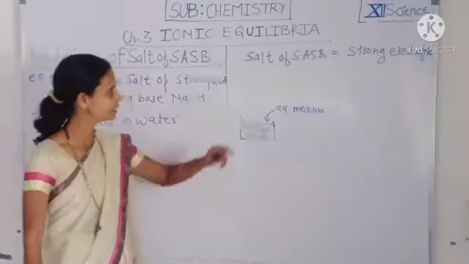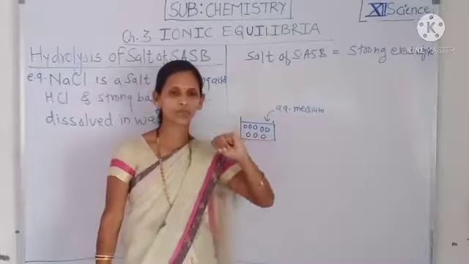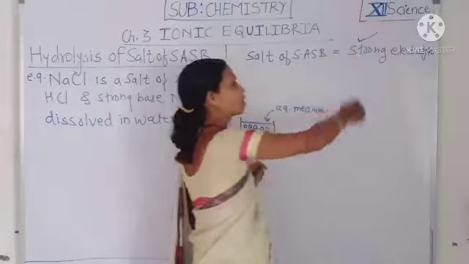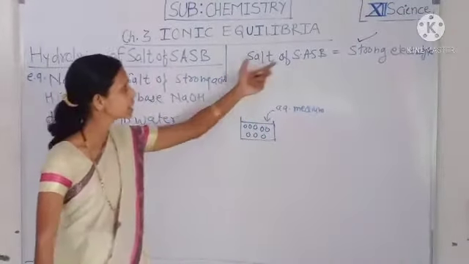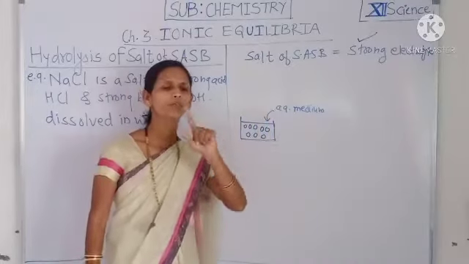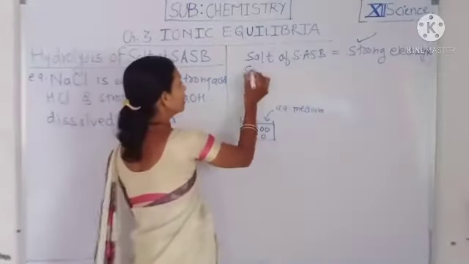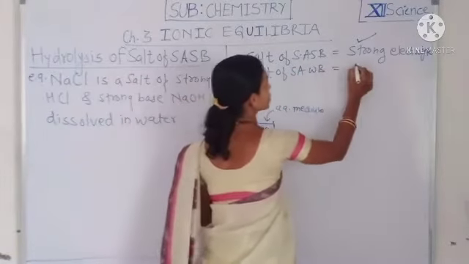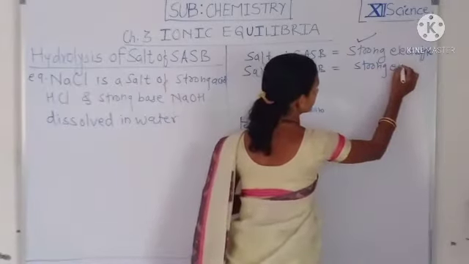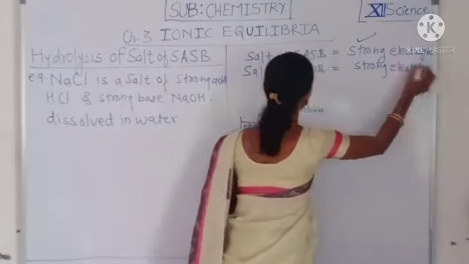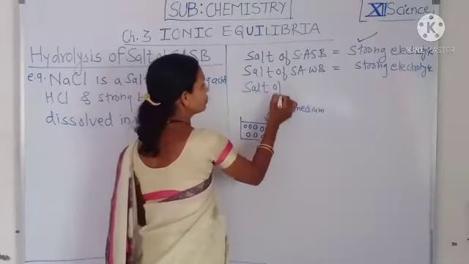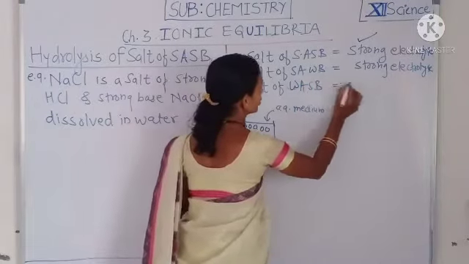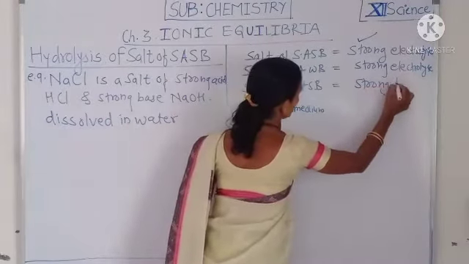All of you studied the different types of salt, that is, 4 types of salts. Salt of strong acid, strong base is a strong electrolyte. That means this type of salt dissociates completely in aqueous medium. Similarly, salt of strong acid, weak base is also a strong electrolyte, as well as salt of weak acid, strong base.